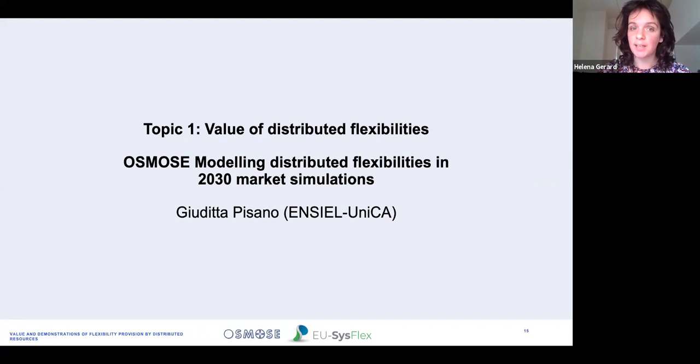The first presentation will be given by Giuditta Pisano from the OSMOSE project about the value of distributed flexibilities and how OSMOSE tackled this at the level of modeling and market simulations. So Giuditta, the floor is yours.